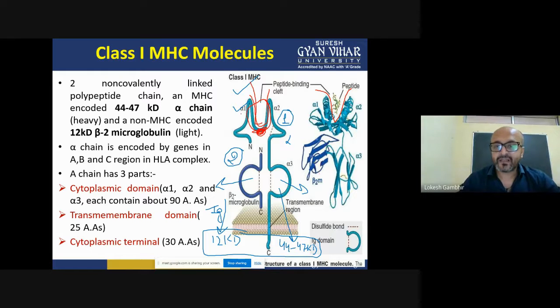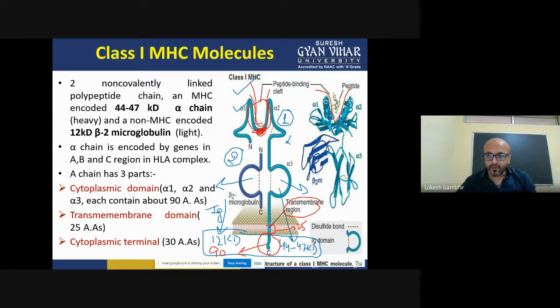Now, this alpha chain is made up of three regions, 1, 2, and 3, and we call them alpha 1, 2, and 3. The cytoplasmic domain is only because of the alpha chain. There is no cytoplasmic domain of the beta 2 microglobulin chain, and this cytoplasmic domain contains almost around 90 amino acids. So it's a 90 amino acid long tail that we're talking about. The transmembrane region that is present in this particular section is roughly around 25 amino acids.